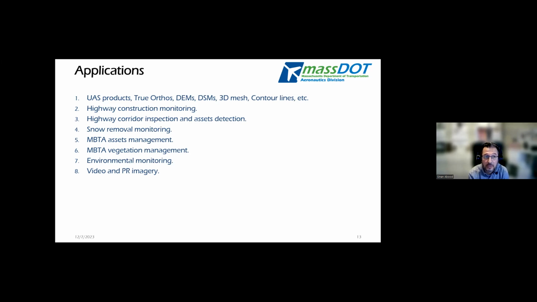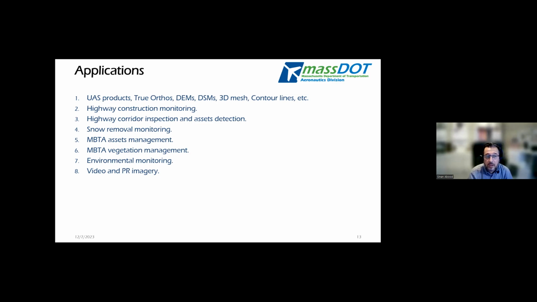The other applications that we do include highway construction monitoring, and highway corridor inspection and assets. We develop the basic products in our ArcGIS Pro environment using Reality Capture. Then we push the products to specific applications that we develop for those projects, so the users can just log into those applications and start using the true orthos, the 3D mesh, and that environment for decision making, inspection, and monitoring.